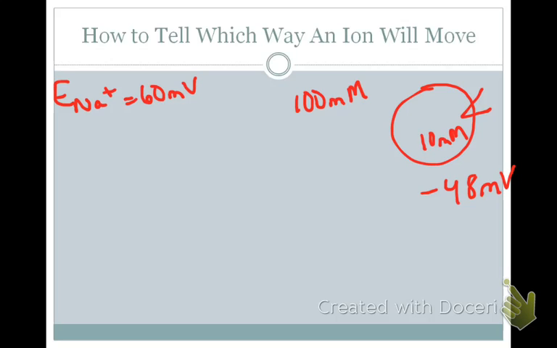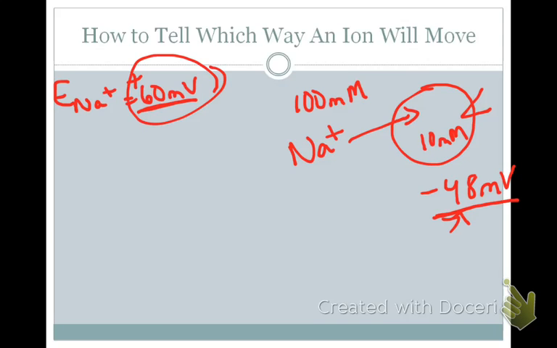So now, which way will sodium want to move? If sodium had its way, and the only thing that mattered was if only channels to sodium were open, it would want the resting membrane potential to sit at positive 60 millivolts. Okay? So we know that the resting membrane potential is minus 48. Sodium is a positive ion. To bring that membrane potential up towards positive 60 millivolts, sodium would have to move inside the cell. By doing so, it would bring in its positive charge and move this membrane potential towards the equilibrium potential for sodium.